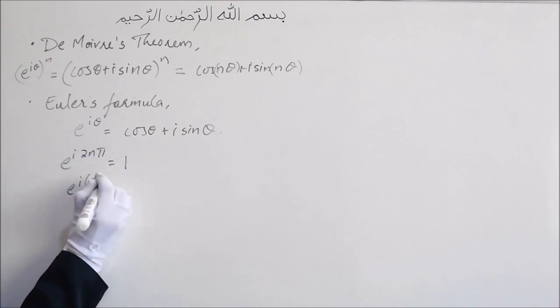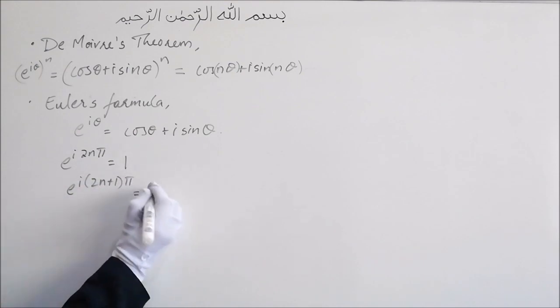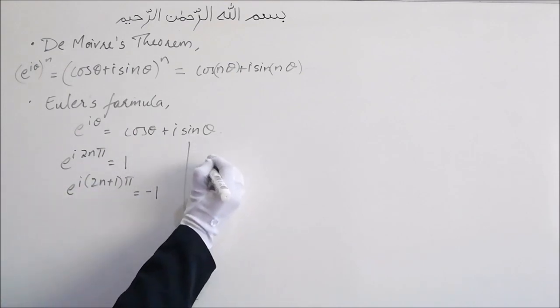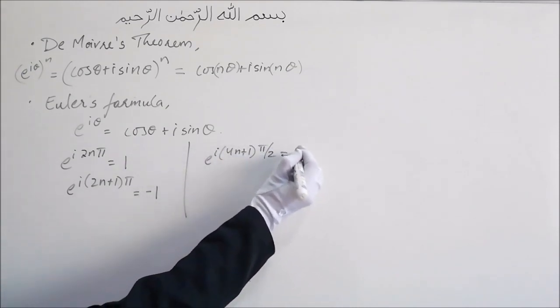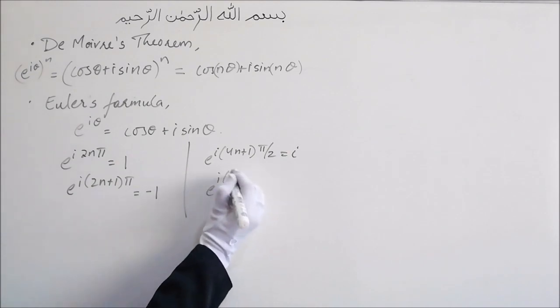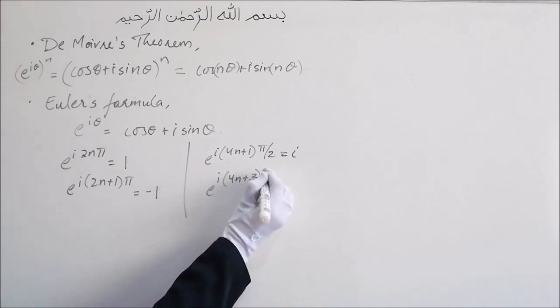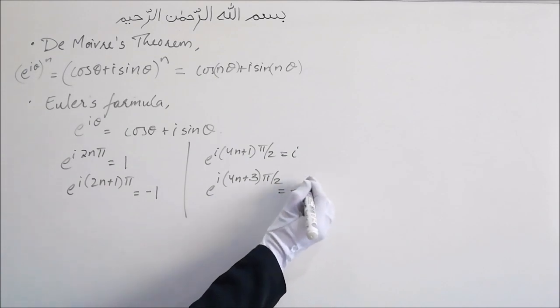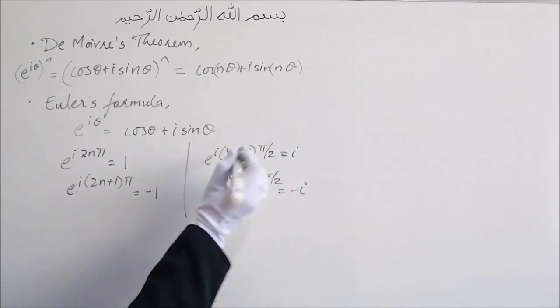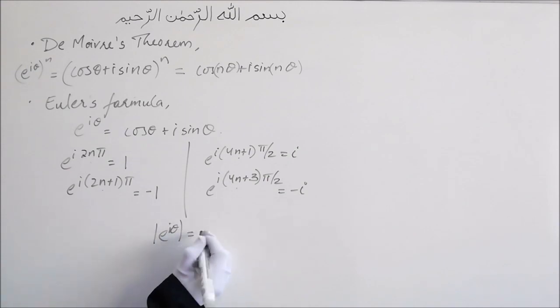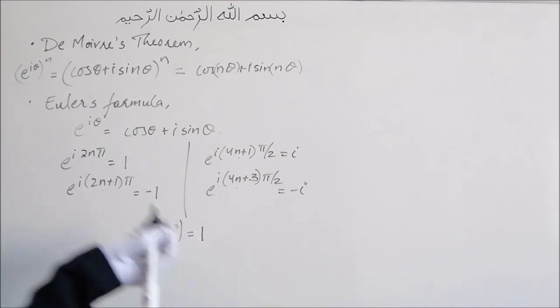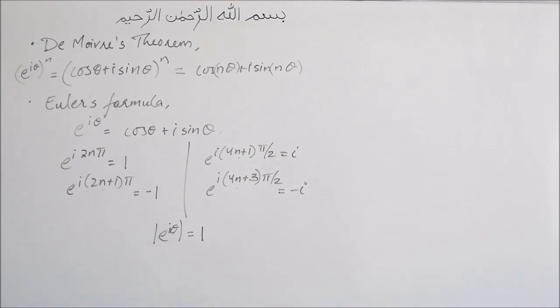e raised to i (2n plus 1) pi is equal to minus 1. e raised to i (4n plus 1) pi by 2 is equal to i. e raised to i (4n plus 3) pi by 2 is equal to minus i, where this n can be either a negative or a positive integer. And the modulus of e raised to i theta is always equal to 1, irrespective of the value of theta.